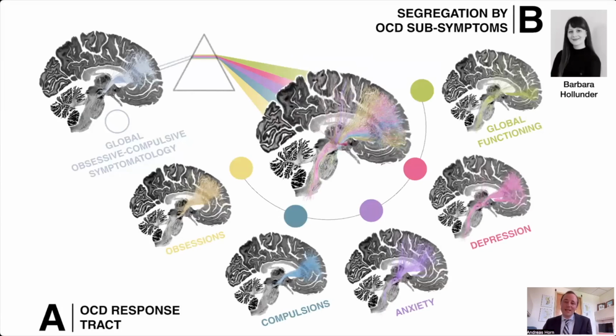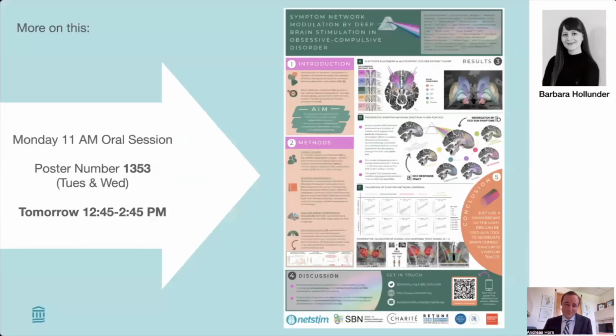depression, and so on. And in the future, if this is further validated, we might be able to personalize. We put the electrode in, and then if the patient has a lot of anxiety, we stimulate a slightly different contact to modulate this tract versus another tract, and so on. So this is really exciting work that's coming up now.